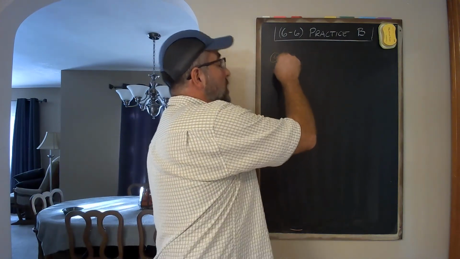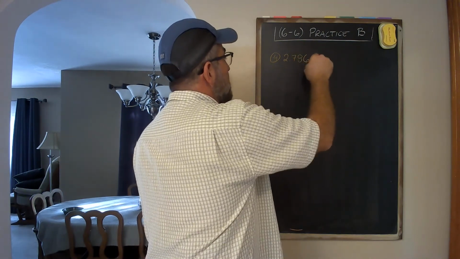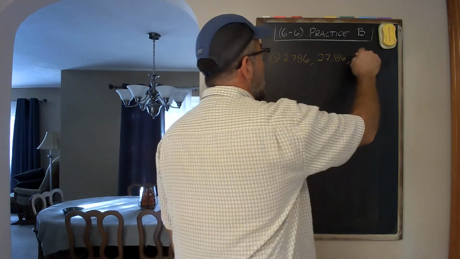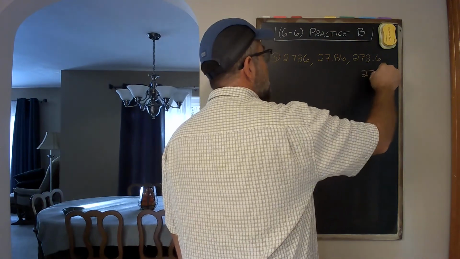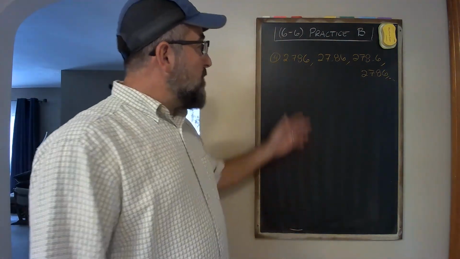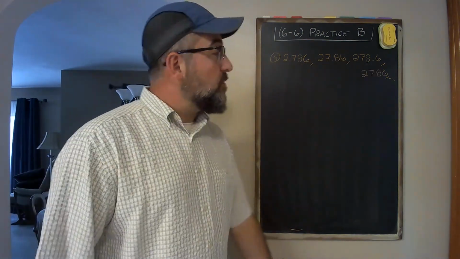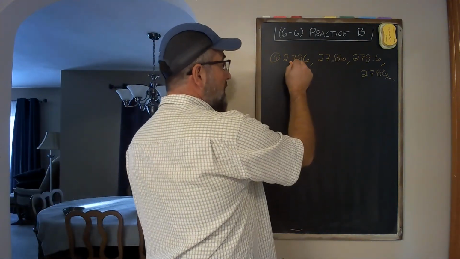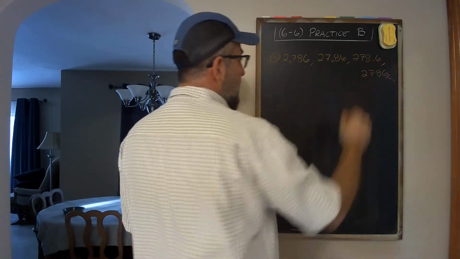So number 4, we've got this fun one. 2.786, 27.86, and then 278.6, and then the next one is 2,786. So I'm noticing that 2786, you see that too, I'm sure. Well, what's happening is the decimal, which was here, is now between 7 and 8, and now it's between 8 and 6, and now it's at the very end.